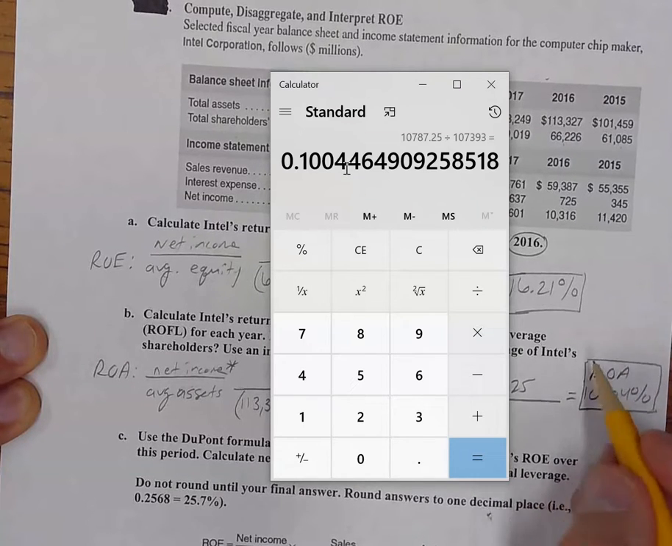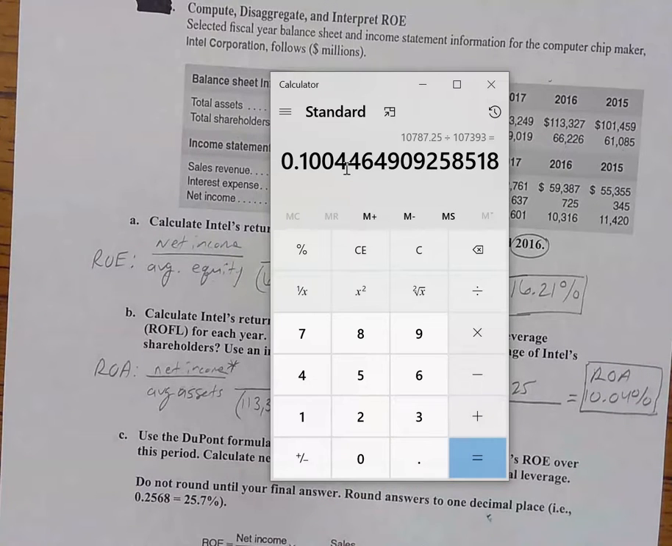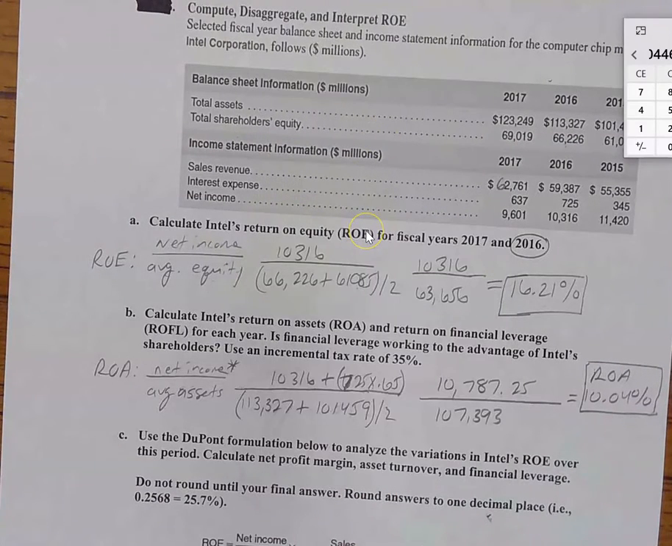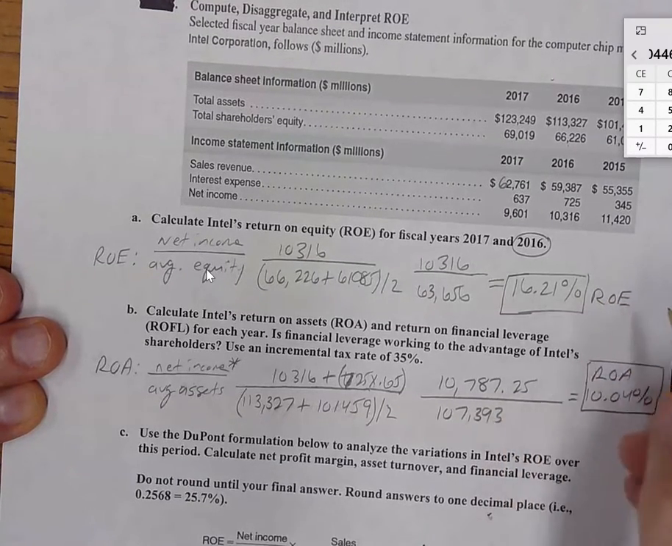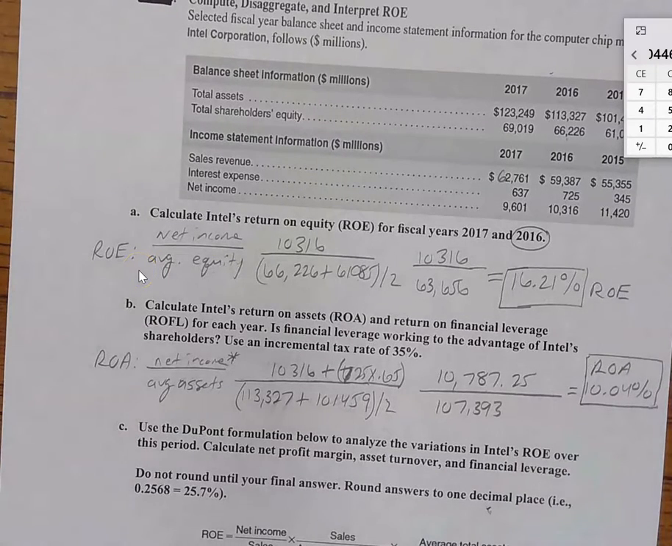Again, this formula, because we did this little step, let me shrink this down real quick. Again, if we used a normal formula, this number would be a little bit different, a little bit lower, because our numerator would be slightly smaller. I'm also going to give an indication of what that is here. Now we have to do one more thing on part B. It says, and return on financial leverage for each year.